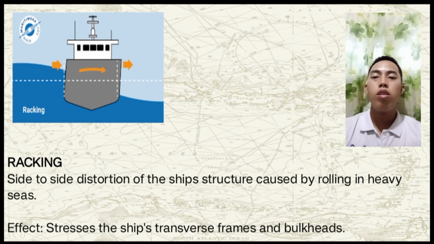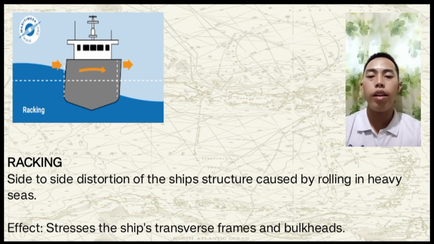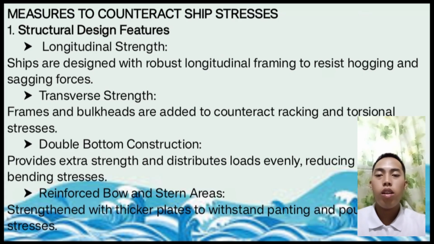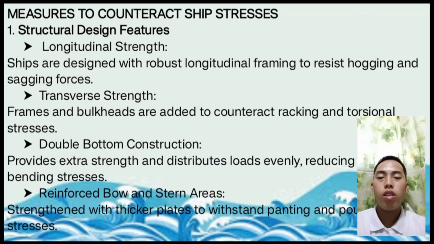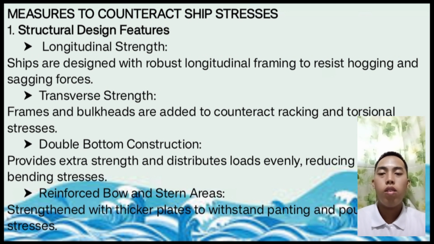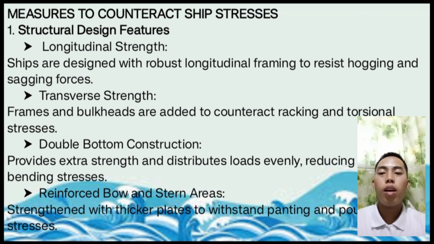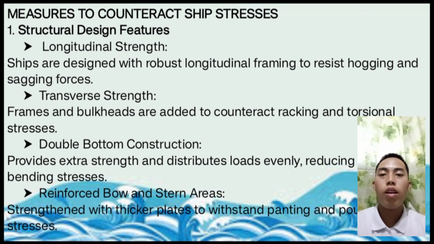So the severity of rocking depends on the intensity of the rolling and ship's design. So I am done with the 7 common stresses. So here are the measures to counteract ship stresses. So the first one is structural design features. There are 4 types of structural design features.